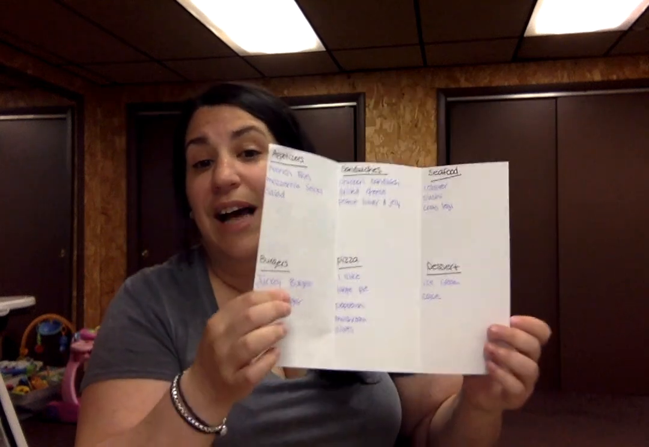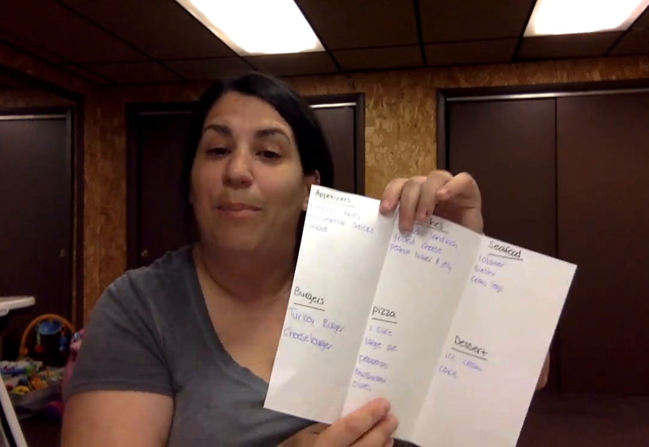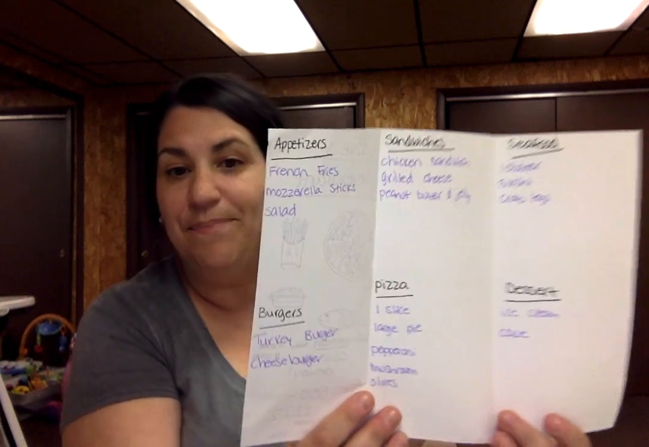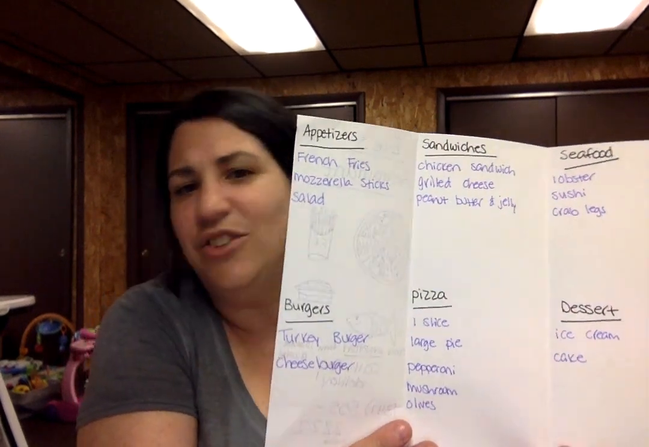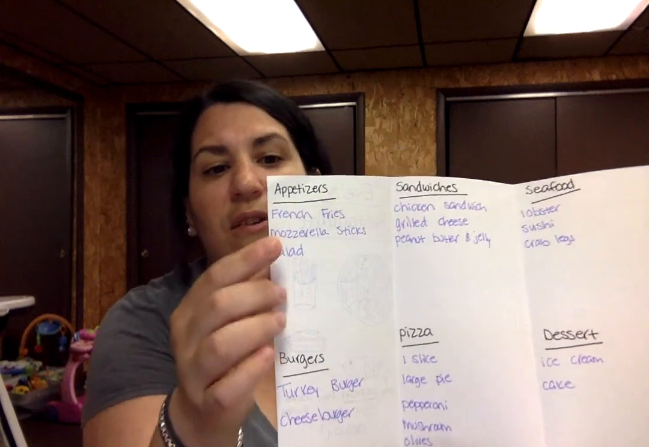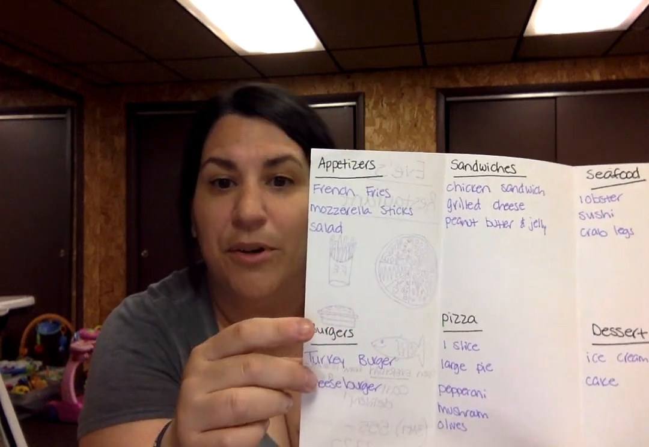So guys, my menu's not done. I'm going to go back and I'm going to add more things under each subject. But do you see how I organized it? And I made categories. I did not just open my menu and start writing French fries, pizza, peanut butter and jelly, grilled cheese, lobster. That would be confusing for customers. They wouldn't know where to look. If they know that they want a sandwich, they can just look in the sandwich section. And if they know that they want dessert, they can just look in the dessert section.